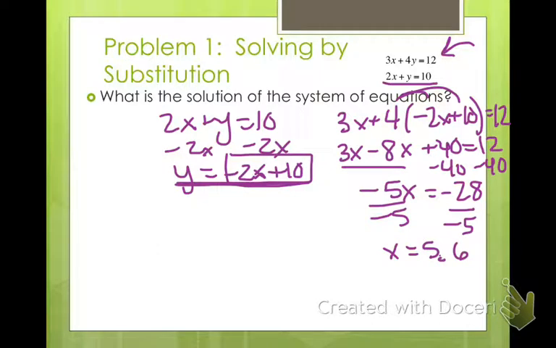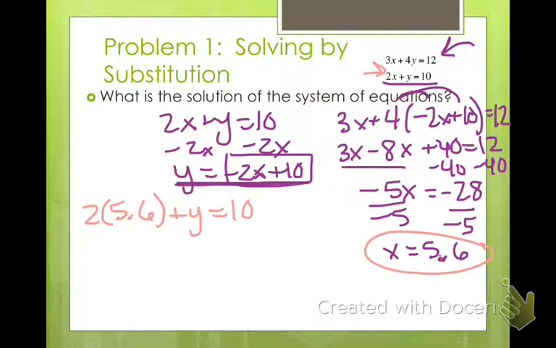So now that I have a value for x, can I find what y is? Absolutely. I'm going to take this x and put it into an original equation. I like this one. It looks a little bit easier to work with. So I'm going to say 2 times 5.6 plus y equals 10. Now 5.6 times 2 is 11.2. Subtract 11.2 from both sides. I get y equals negative 1.2.